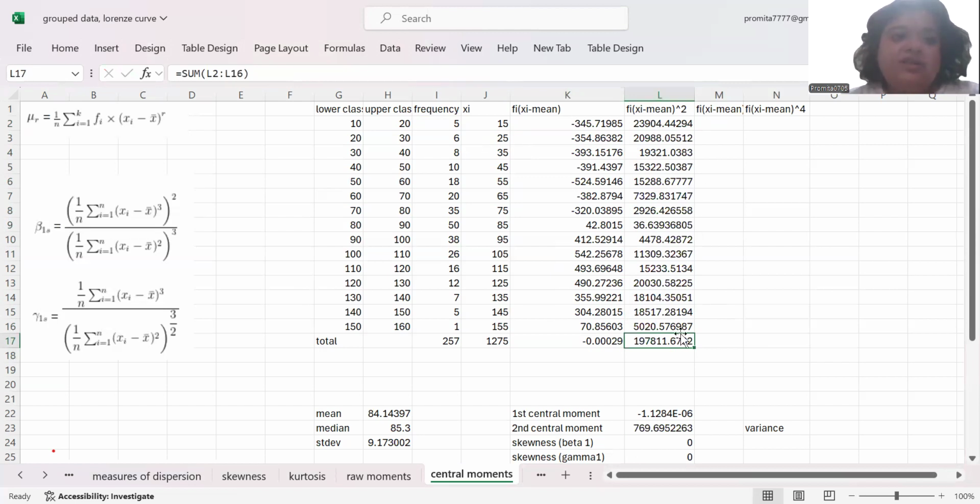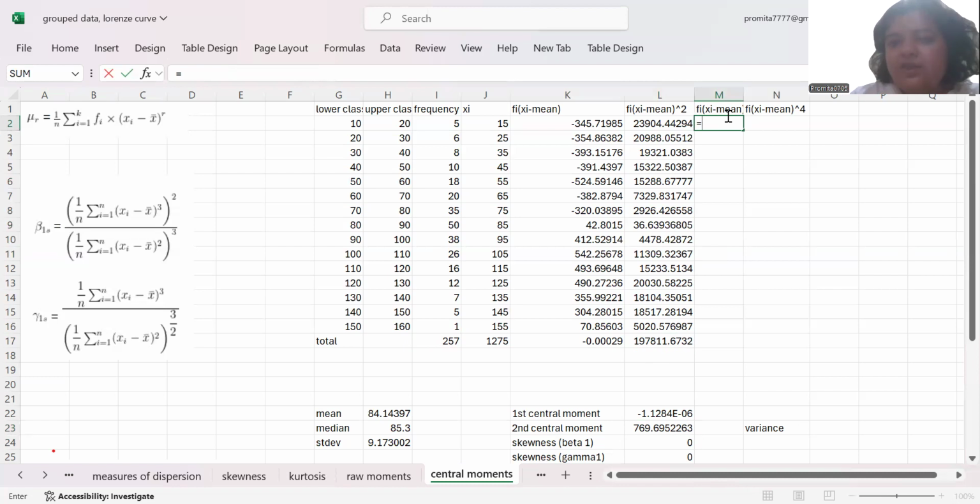We'll be calculating my second central moment, which is basically this fi into xi minus mean whole square divided by 257. So equal to this divided by 257. And of course, the second central moment is my variance. So we get the variance here, and the standard deviation will be the root of the whole thing.